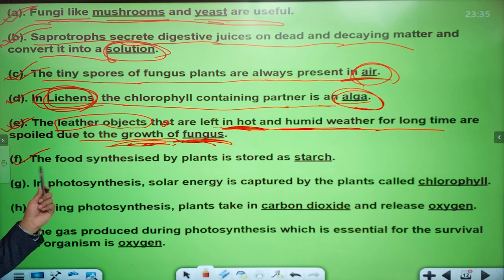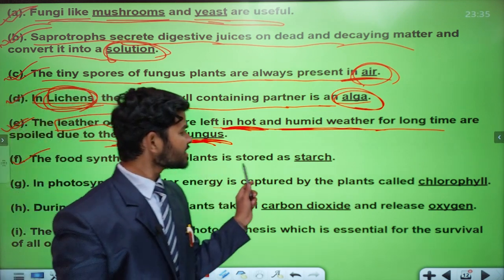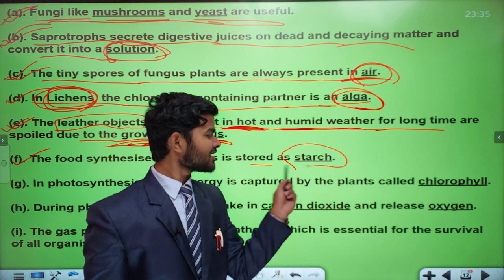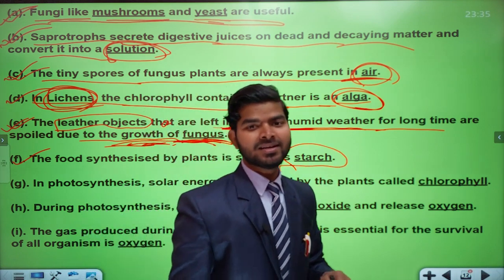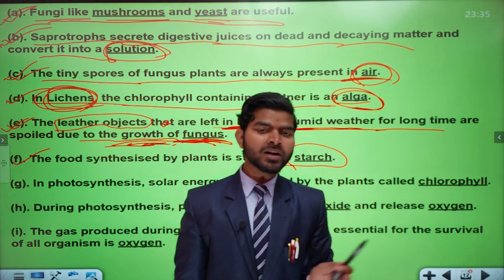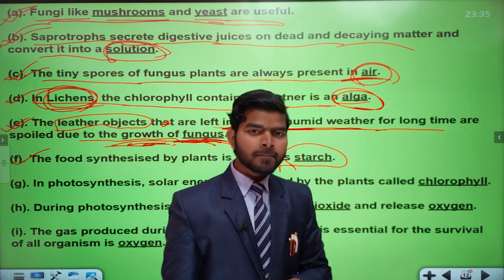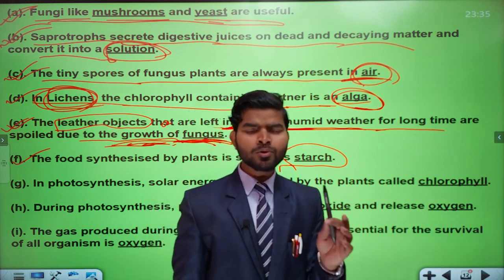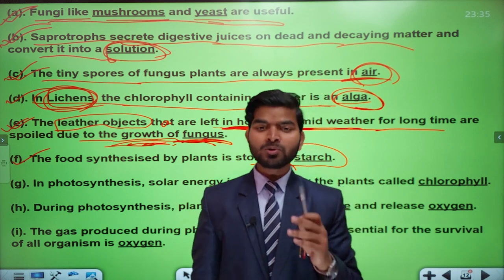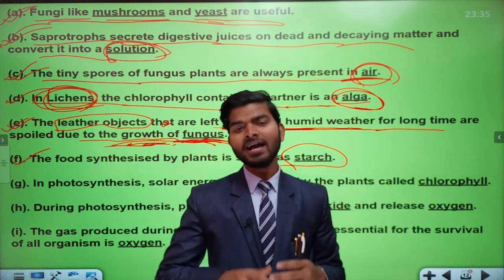Next question: the food synthesized by plants is stored as starch. I have told you that the actual product of photosynthesis is glucose, but glucose is not stored in the leaves as a food.